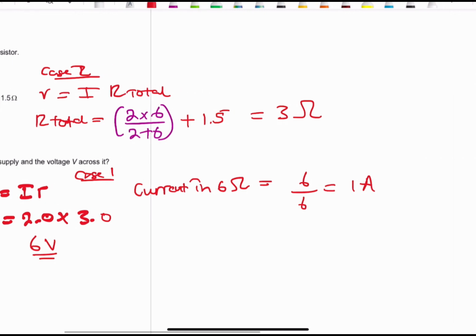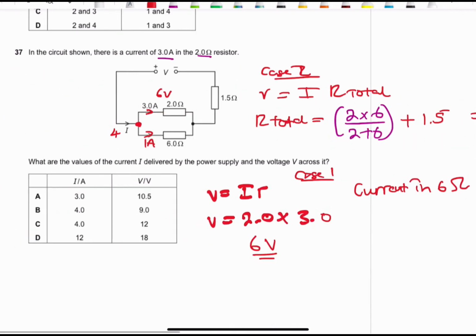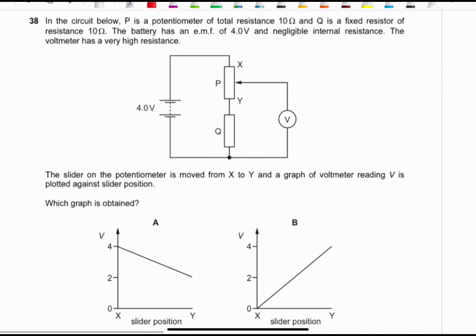And I know that V is equivalent to IR. So since I have 4 A multiplied by 3 ohms, that's going to give me 12 volts. So it's going to be 12 volts. 4 and 12, the answer is going to be C. Very important. Move on to question 38.